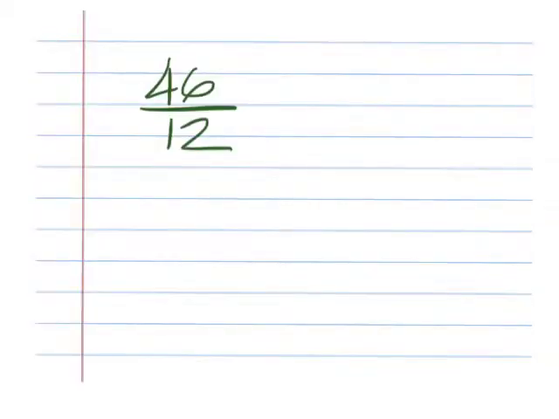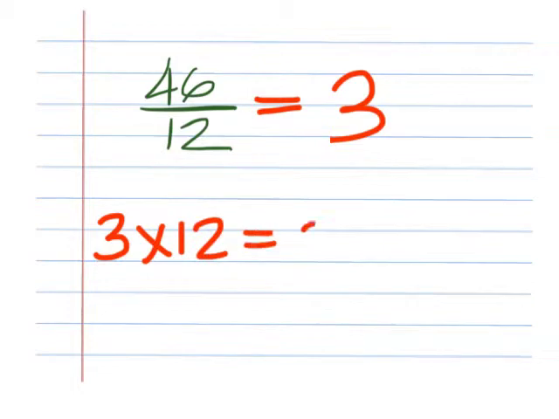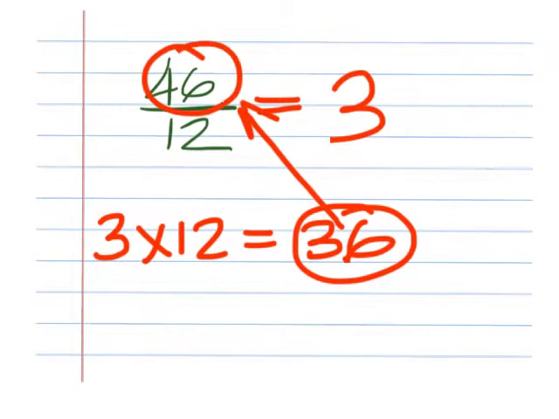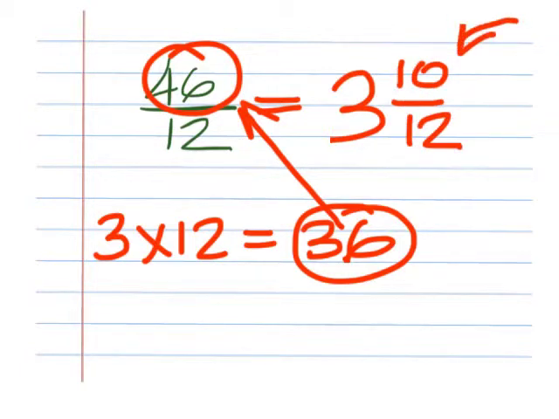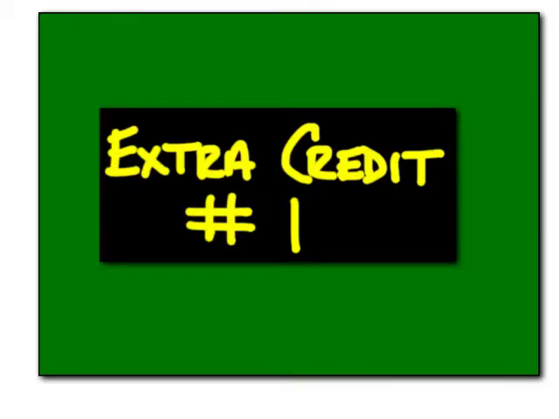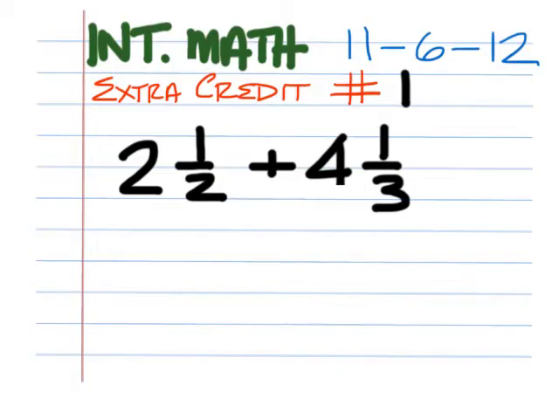Solution for practice number 2. 12 will go into 46 3 times. 3 times 12 is 36. The difference between 36 and 46 is 10. But you're not finished because you must reduce that fraction. And when you do that, you'll be left with 3 and 5 over 6. Extra credit number 1.